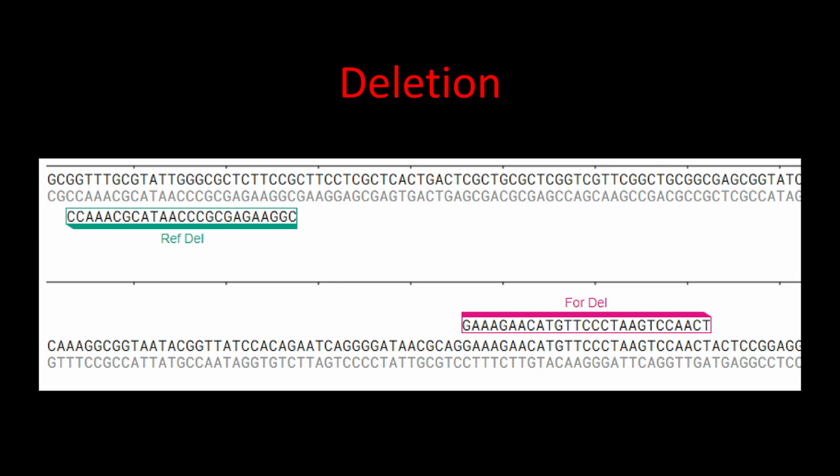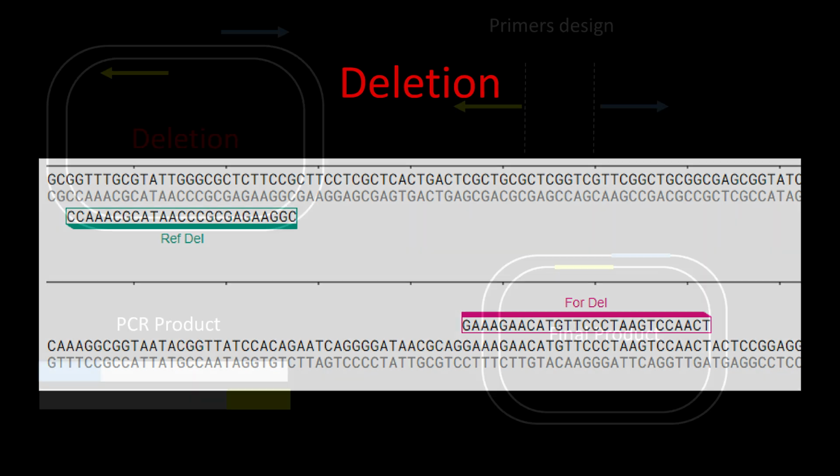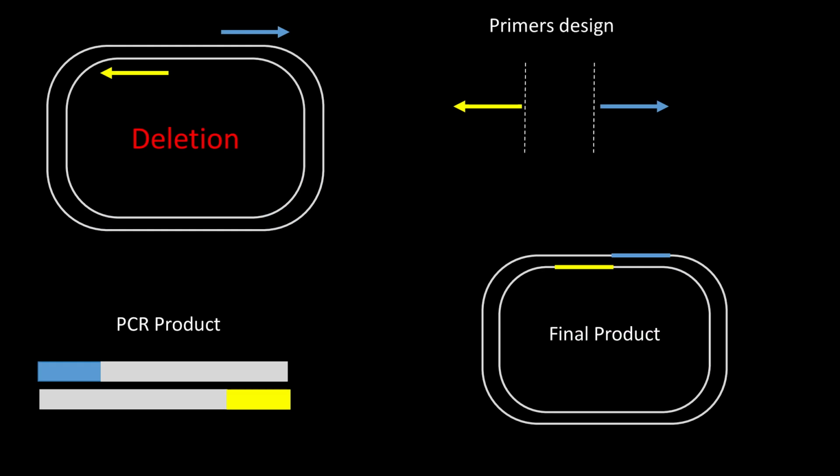Next is deletion. This is the easiest way to remove an unwanted sequence. Here the primers are designed flanking the target region. The polymerase simply skips that part, and once the product is circularized, that segment is gone.